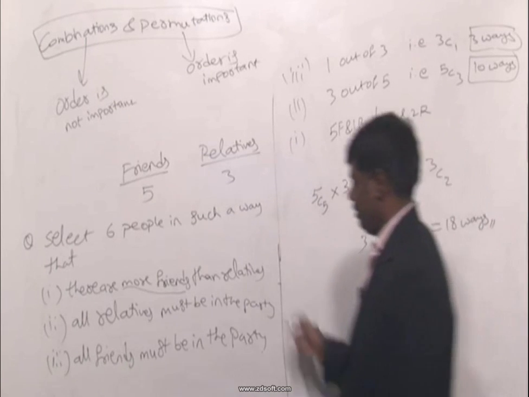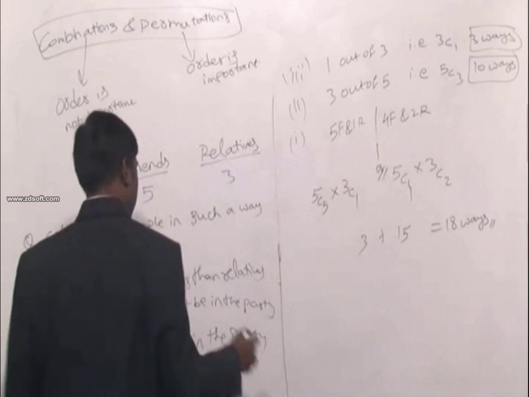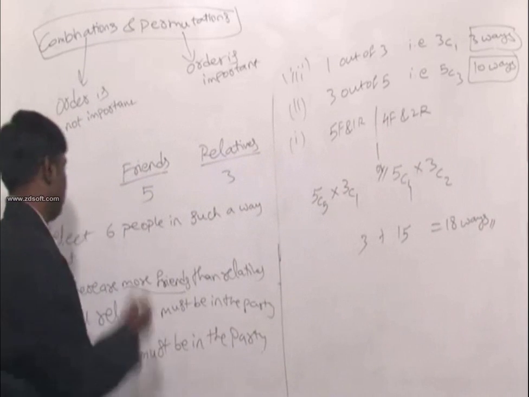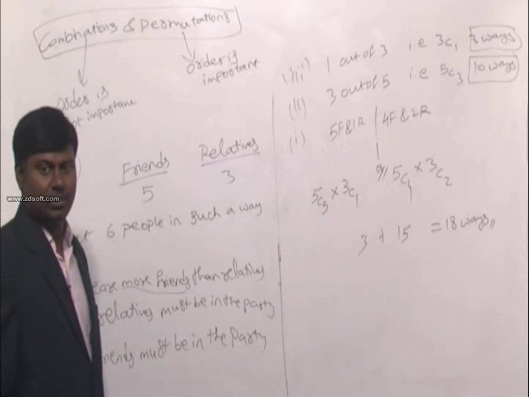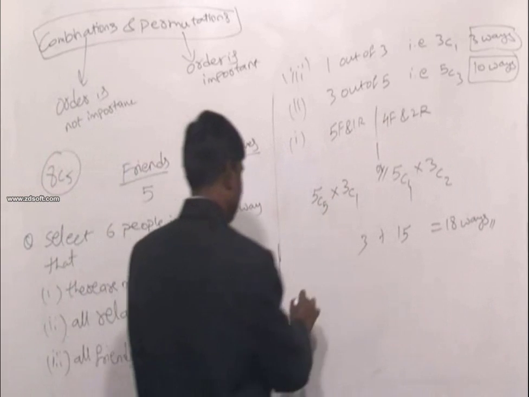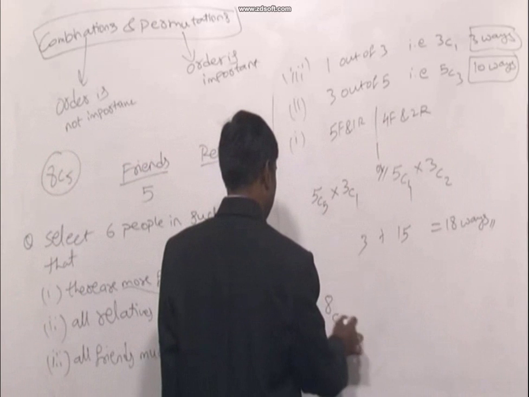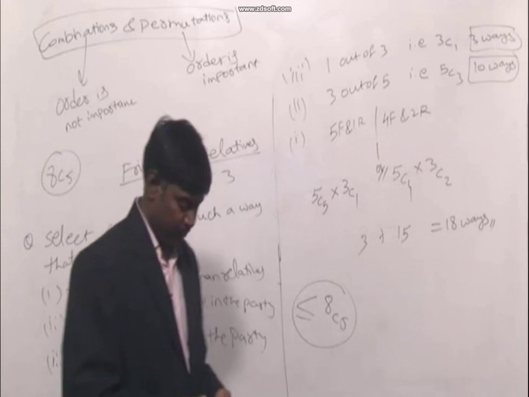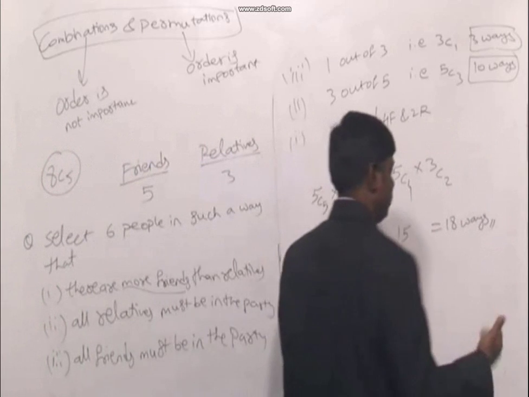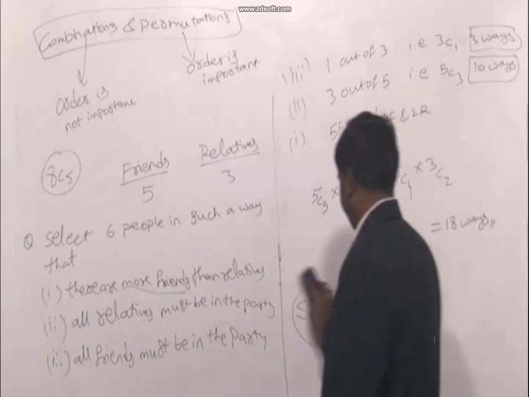You observe here, these are basically conditions. When there was no condition, it was simply 8C5. If you apply conditions, the answer will be less than 8C5 or at the maximum equal to. It can't be more than that. That is one more way in which you can cross-check your answer.